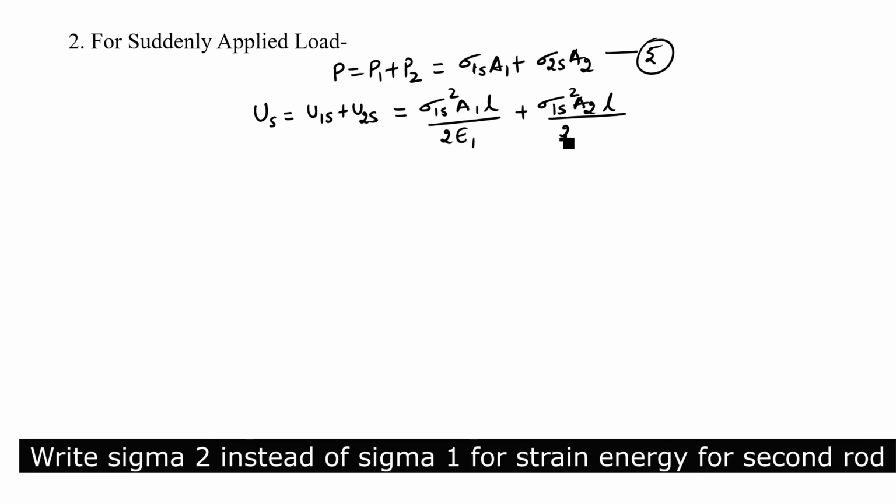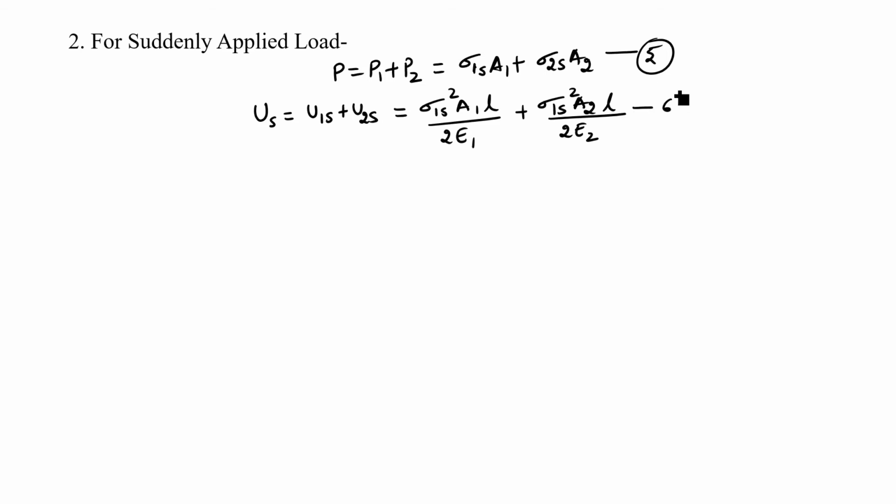So this is a self-explanatory formula now because you already know this from the previous one. Similarly, my change in length is also going to be the same. It will be delta Ls is equal to delta L1s, which is equal to delta L2s. So this can also be written as sigma 1s L upon A1 is equal to sigma 2s L upon A2.